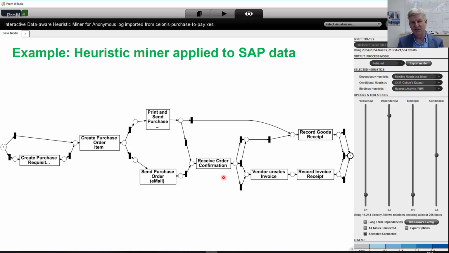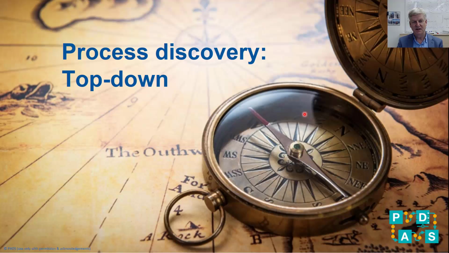This shows a screenshot where we are applying the heuristic miner to SAP data, and here you can see, let's say, the Petri net which was learned from such data. What you see here is there are all kinds of sliders, again, controlling whether we would like to have a model that explains all the behavior or just the dominant behavior. So that was the bottom-up approach, starting from a Petri net that allows for everything and then adding different places.